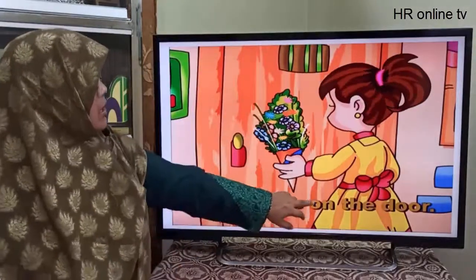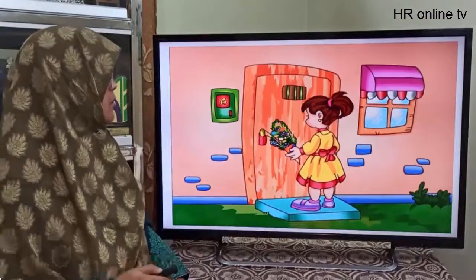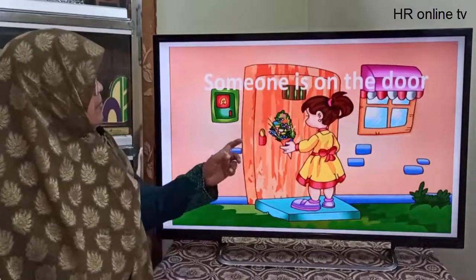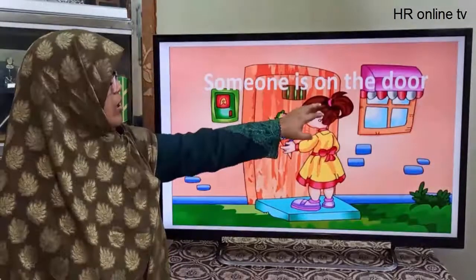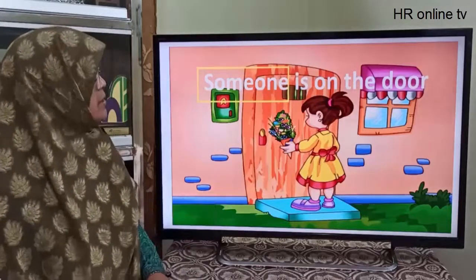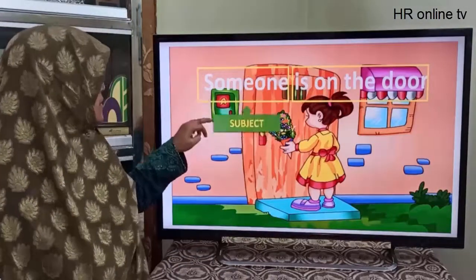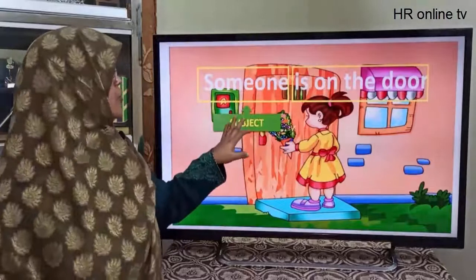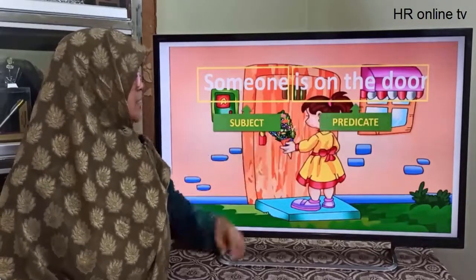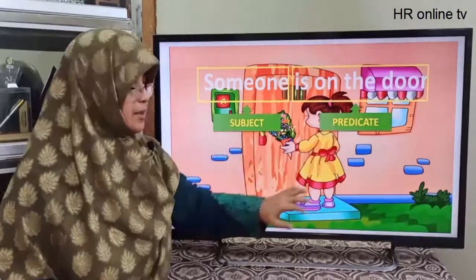Okay, let's see. Someone is knocking on the door. There is a person, she is knocking on the door. So someone is knocking on the door. This is a meaningful sentence. Let's see the words: Someone is on the door. In the sentence, there are two parts. First part, someone. Second part, is on the door. The first one, someone, is the subject, and we say something regarding someone: is on the door. So this is the predicate. Clear? So we have found the subject and predicate in the sentence.